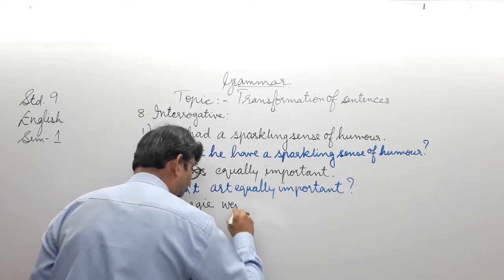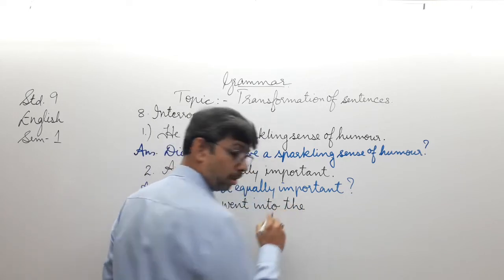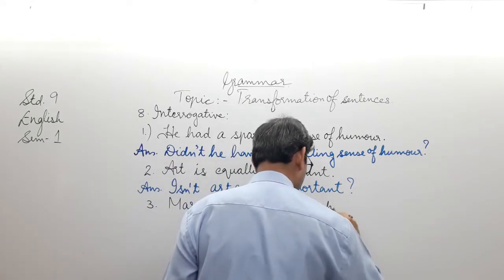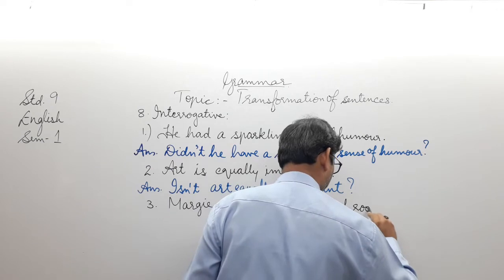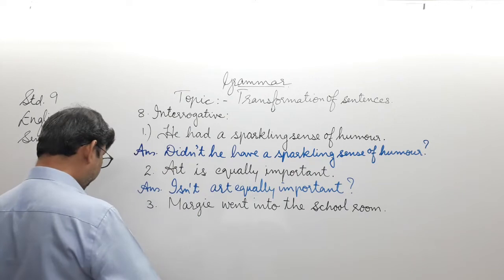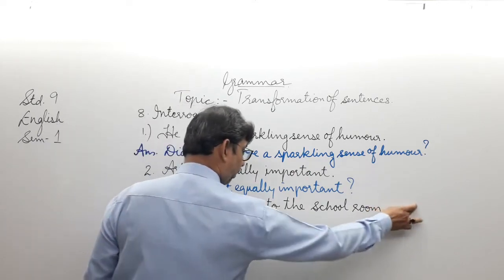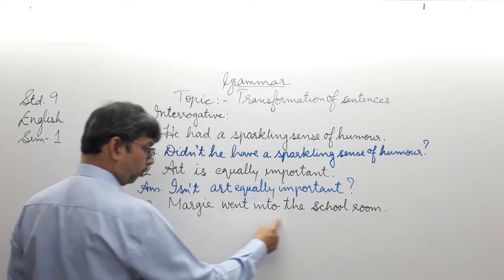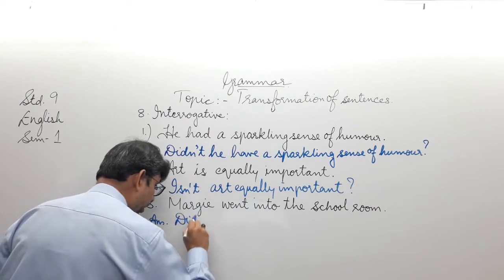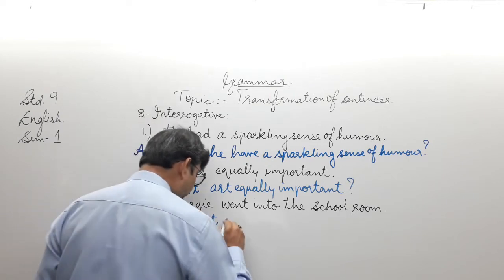Margie went into the school room. A statement, a declarative sentence, needs to be changed into an interrogative one. The question tag, if you think about it, will help you. Margie went into the school room, didn't she? I start my answer with didn't she. Very simple for me to change it and for anyone to change it. Didn't Margie.